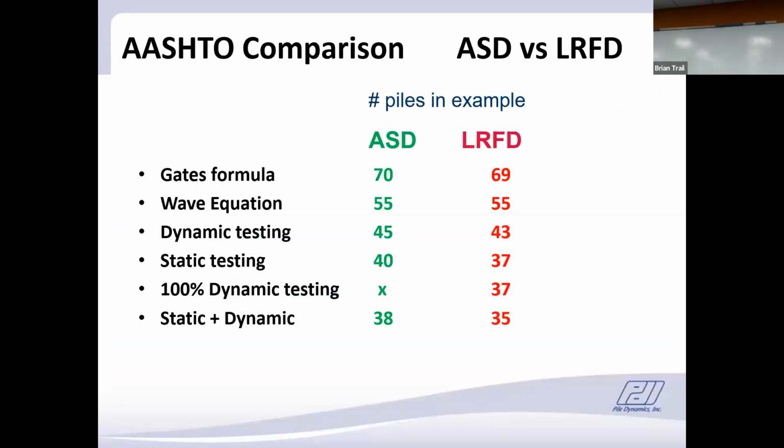And in a direct comparison, there you can see the number of piles in this theoretical example. It's pretty logical to do that with the LRFD in that we know the dead load, there's a lot of dead load on a bridge. So we don't need as many piles in the foundation to support the bridge.